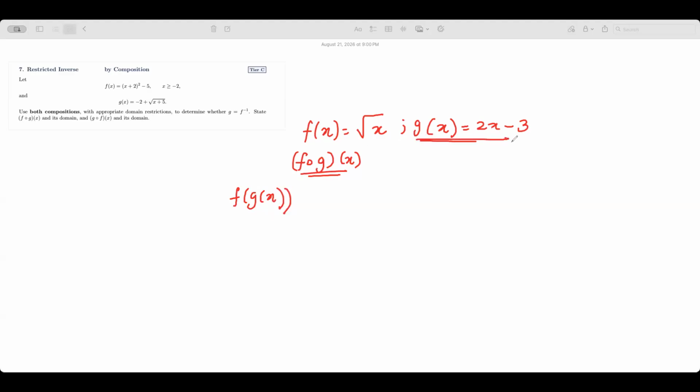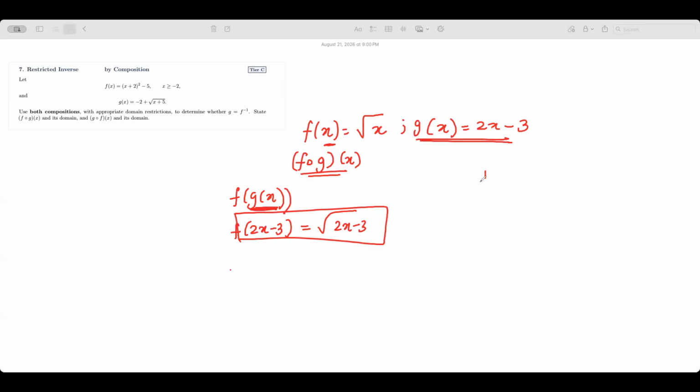First, g of x is here, right? So I'm going to find out f of 2x minus 3. That means instead of x, I'm going to pass in 2x minus 3. That is square root of 2x minus 3. Any questions, guys? This is composite functions, right? You know how to find composition functions, right?